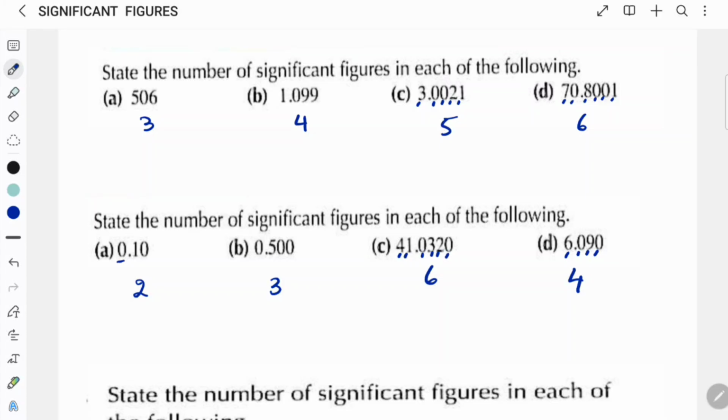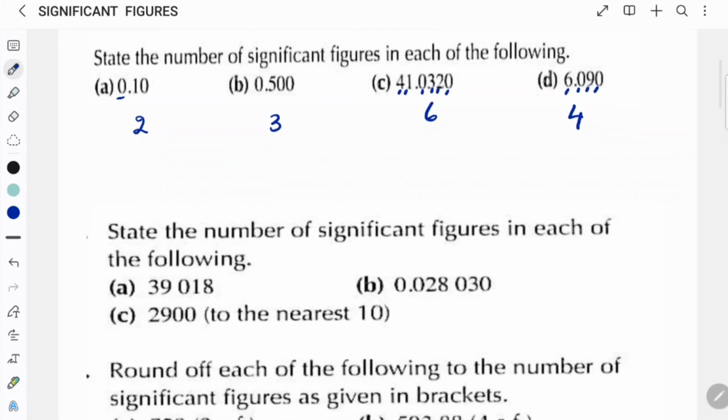Alright. More questions of stating the number of significant figures in each of the following. Now look, 39018. This is 1, 2, 3, 4, 5 significant figures. 0.028030: 1, 2, 3, 4, 5 significant figures. And now this is 2900. 2900 we can write as 2 significant figures, we can write as 3 significant figures, and we can write as 4 significant figures also.